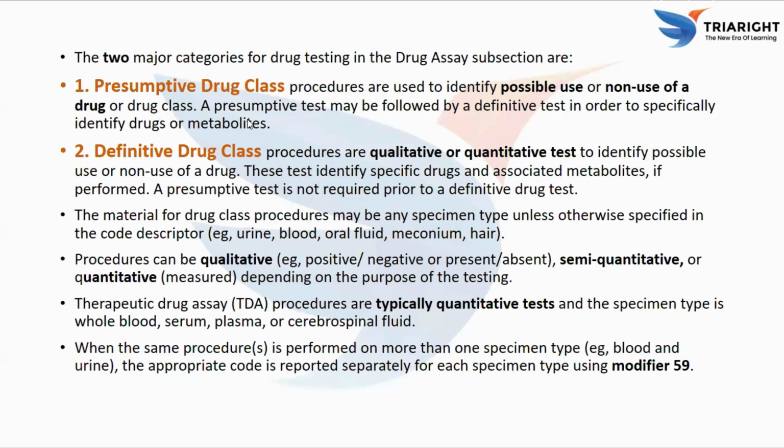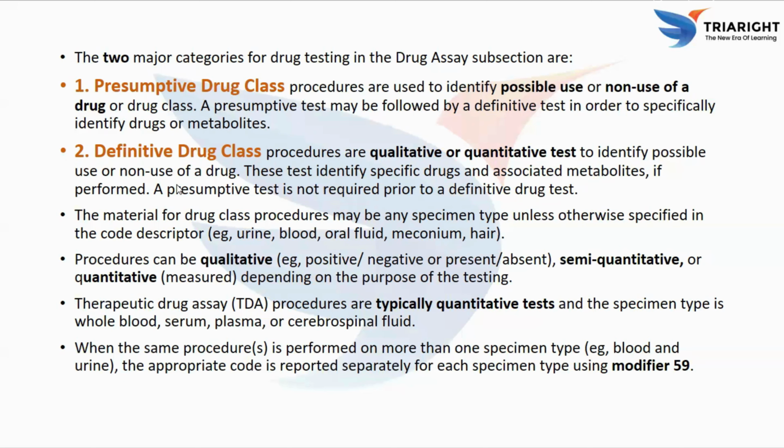So what is presumptive drug class testing? It's a screening test which is used to identify the possible use or non-use of a drug or a drug class. So this is often the first step in drug testing. Here the results are usually qualitative, whether it's positive or negative, present or absent. Sometimes it is semi-quantitative. It does not identify a specific drug. It's a faster and lower cost procedure. The common methods are immunoassay and dipstick urine screens. These are reported using presumptive drug class CPT codes. One code may represent multiple drugs within a class.